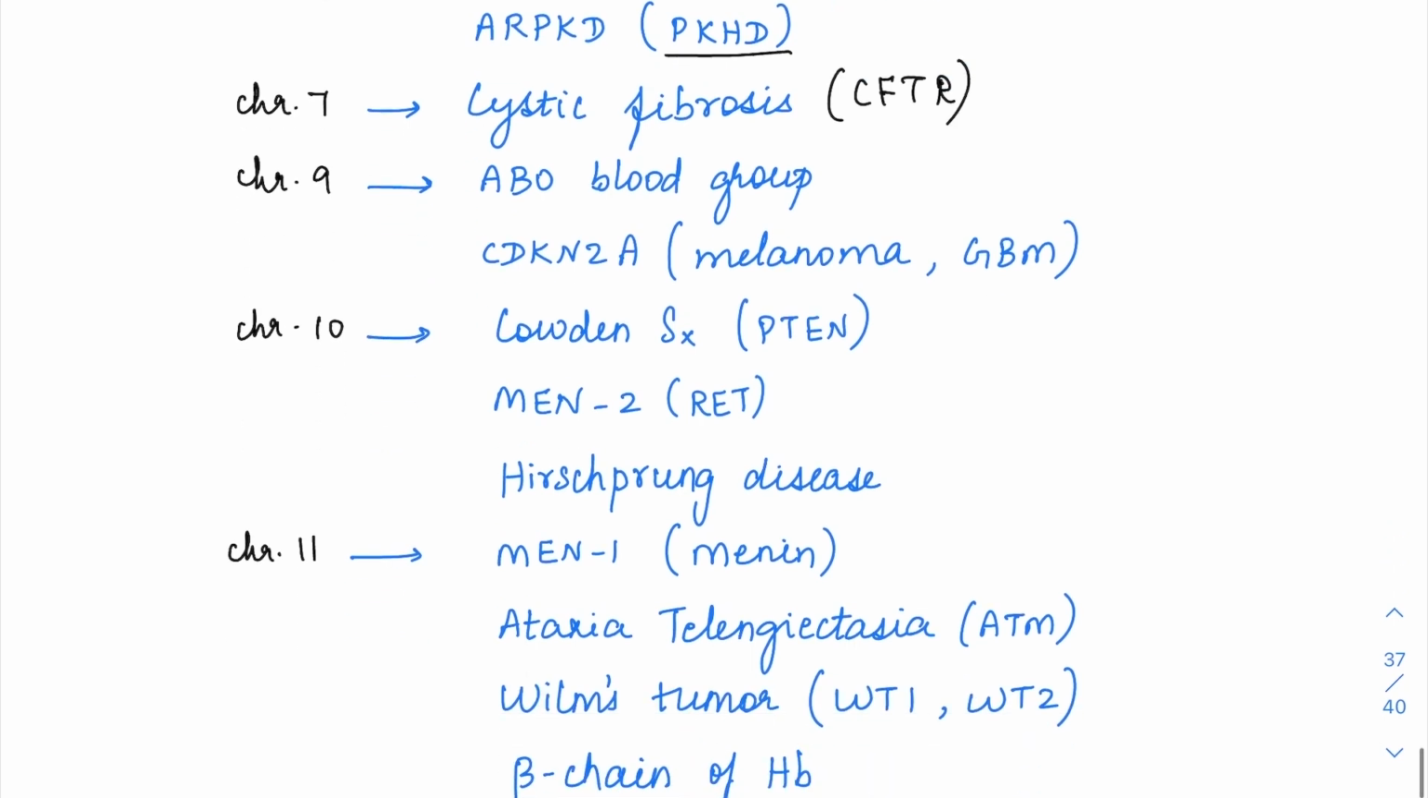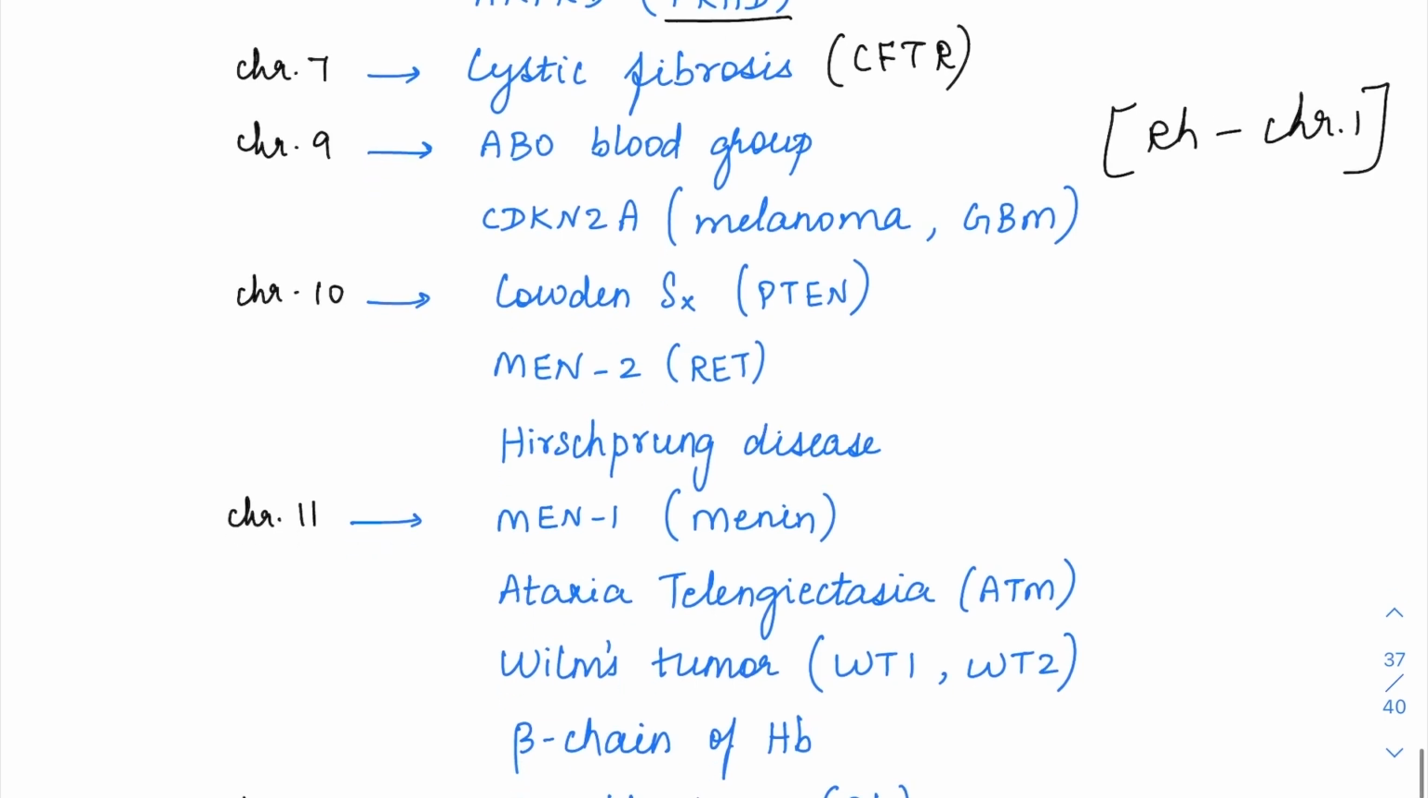Then chromosome 9 we have ABO blood group, and RH blood group was in chromosome 1. Remember, RH for chromosome 1, ABO for chromosome 9, and HLA is for chromosome 6. So other than that, we also have CDKN2A, which is P16. P16 we studied in cell cycle, right? So CDKN2A, it is going to be mutated in glioblastomas and also in melanomas, present on chromosome 9.